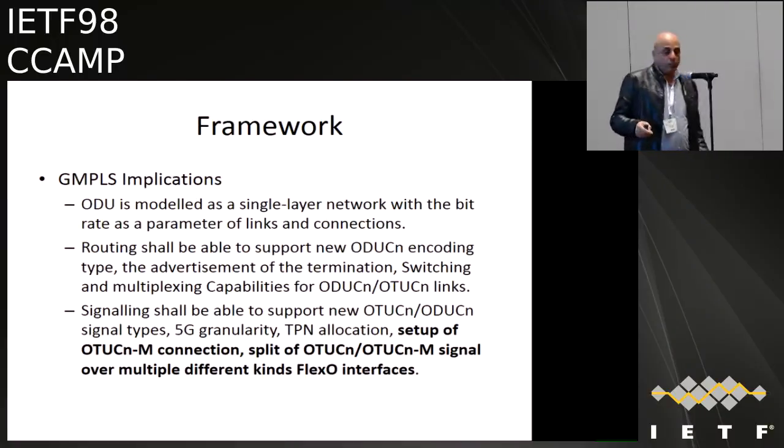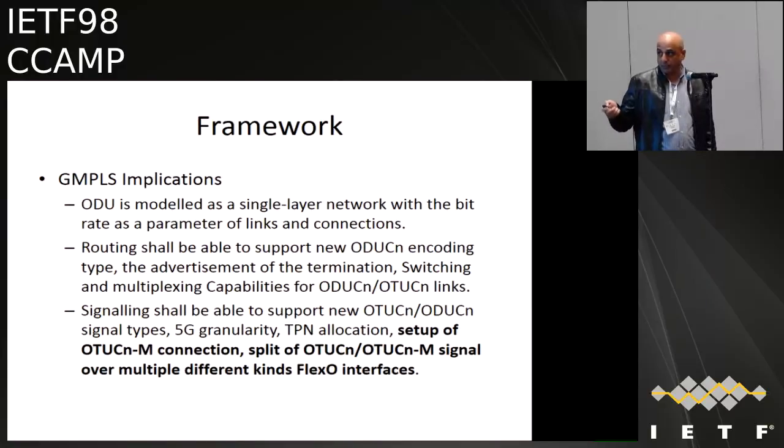Based on the use cases, we identified what solution we need to look for. From the routing perspective, we need to be able to advertise the encoding type, and the switching and multiplexing capabilities for these new links, because eventually these links are going to go into the TE topology database, and then you need to make a path computation. From the signaling perspective, we need the different signal types, granularity, TPN allocation, and also the reduced rate links. The signaling solution should be able to address all those functionalities.